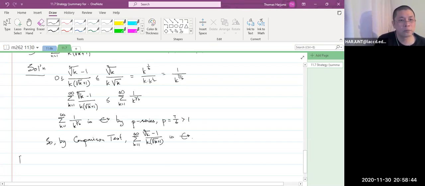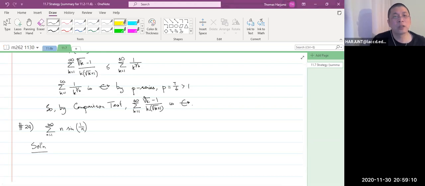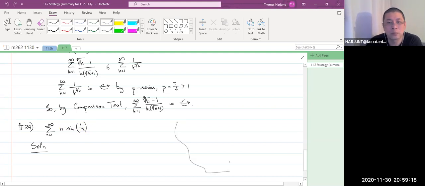Number 24. The series n times sine of 1 over n, n equals 1. I think this guy here will go to 1. Let's see. My scratch work. So n sine 1 over n equals sine 1 over n over 1 over n. Right? Okay, if I use a continuous function, then I will get sine 1 over x over 1 over x.